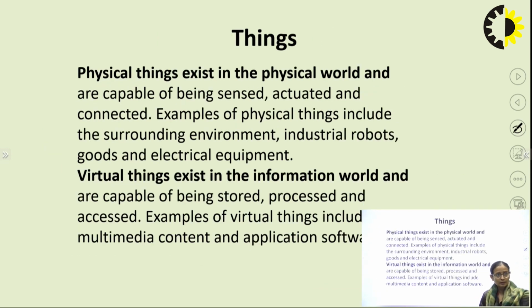We have two kinds of things in the IoT network. One is physical things and another is virtual things. Physical things exist in the physical world and are capable of being sensed, actuated and connected. Examples are industrial robots, goods and electrical equipment, etc. Whereas virtual things exist in the information world and are capable of being stored, processed and accessed. That is, it is the data or information.